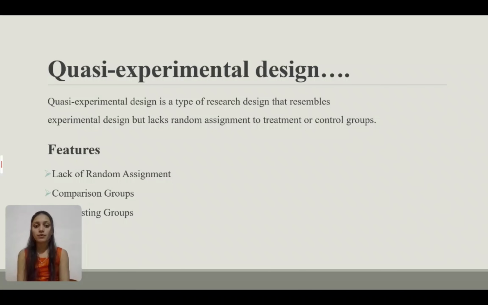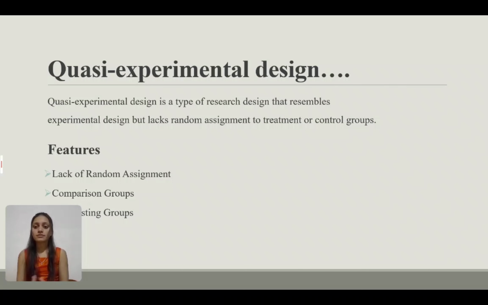quasi-experimental design. Quasi-experimental design resembles experimental design but lacks random assignment to the treatment or control groups. The key features of quasi-experimental design: the first one is lack of random assignment. Unlike true experiments, participants are not randomly assigned to the groups. The second one is the comparison group. Quasi-experiments often include a treatment group and a comparison group, which helps to compare the data from one group to another and get good results from the survey or experiment.